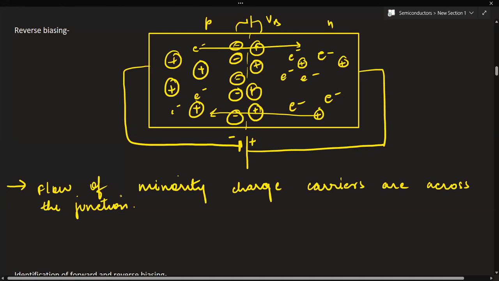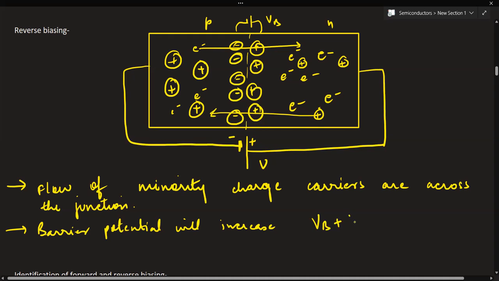And here, the work of the barrier potential was to stop diffusion. Now diffusion is getting stopped. This was the work of the barrier potential. So will the barrier potential increase or decrease? Increase. The barrier potential will increase. If I say V is the potential of this battery, the total barrier potential will get added with the potential of this battery.